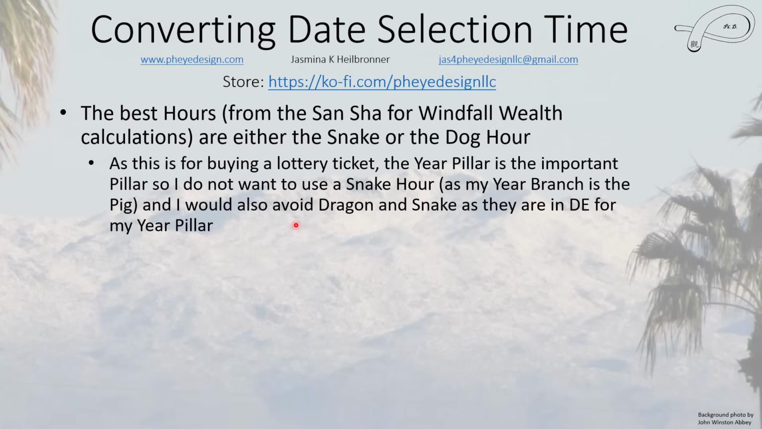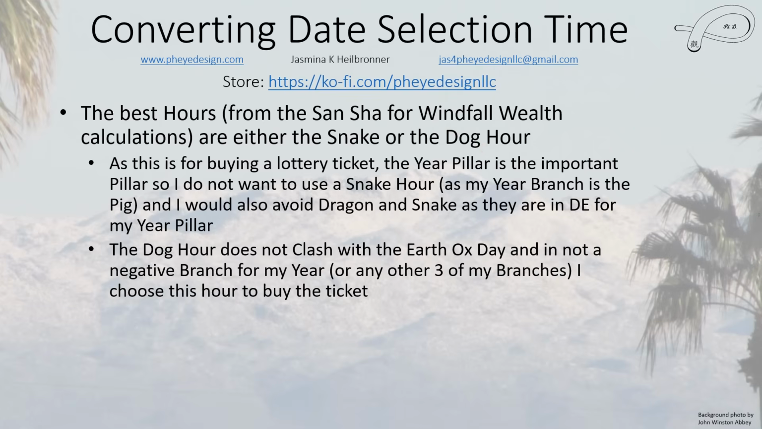And I also look at the DE for the year pillar, and it's dragon and snake. Well, snake again, that doesn't make any difference. Certainly I will not use the snake. Now the dragon I wouldn't use, but of course I would prefer to use one of the hours from this, and so it'll be the dog hour. Now the dog hour doesn't clash with the earth ox day. That's good, because otherwise it would be the daybreaker hour, but it's not. And it's not a negative branch for my year, or actually it's not a negative branch for any of my pillars. So I would definitely choose this hour to buy the ticket.